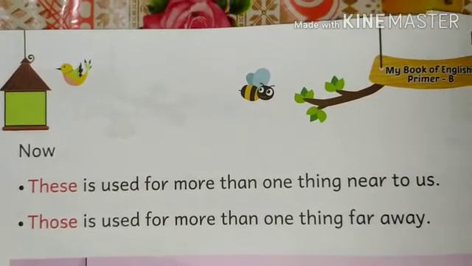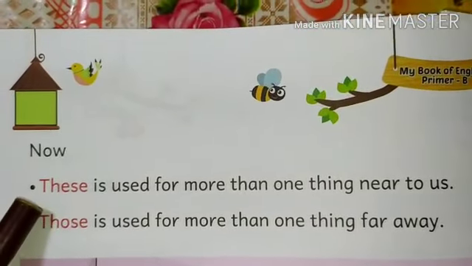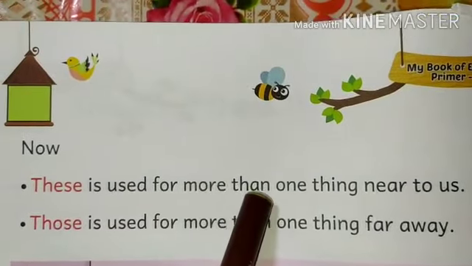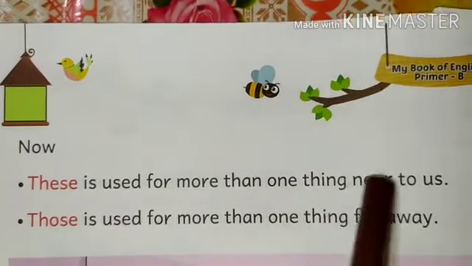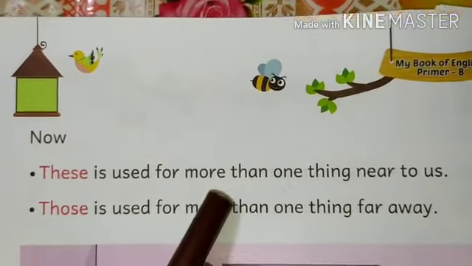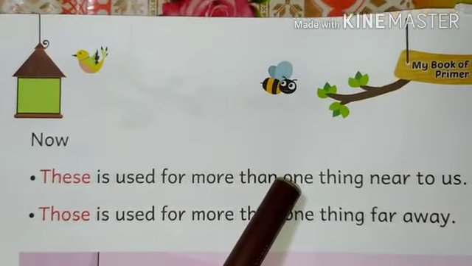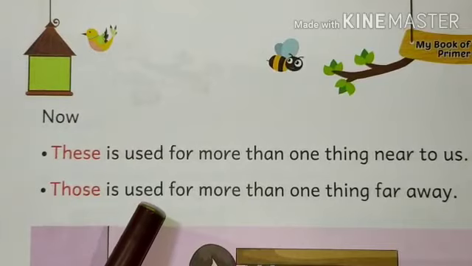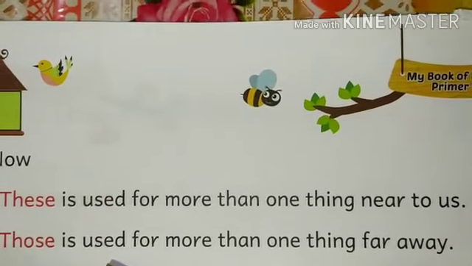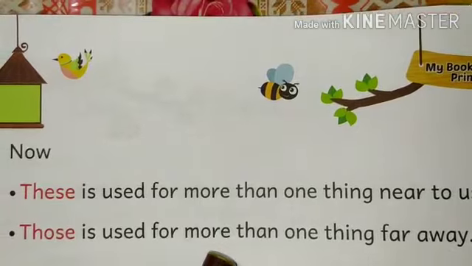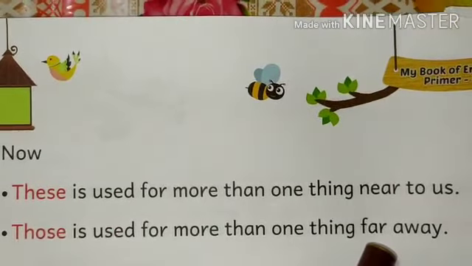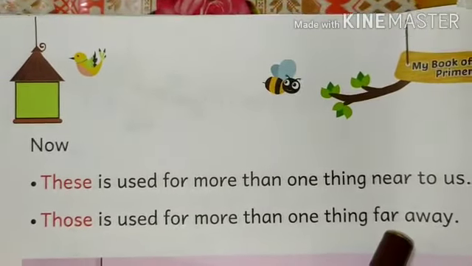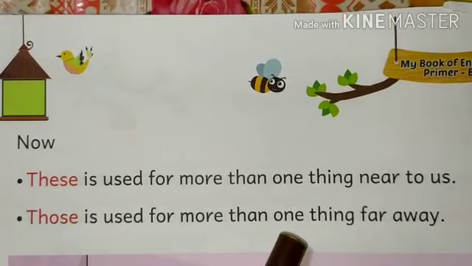So now children, again we are going to revise these and those. When to use these and those? These is used for more than one thing which are near to us. More than one thing. More means not one. 1, 2, 3, 4. It's numbered. You can count. Those is used for more than one thing which are far from us. You can use those when it is far and when we talk about more than one.